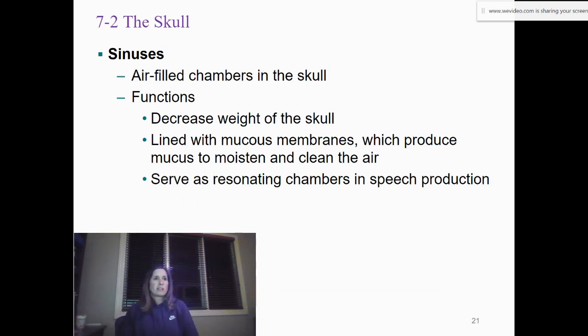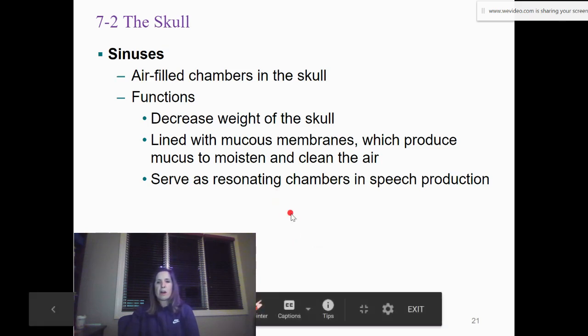All right, I do want to touch on your sinuses, and we'll get to the paranasal sinuses at the end here. But sinuses are air-filled chambers of the skull, and they decrease the weight of our skull, and they have mucous membranes that help moisten and clean our air. Sometimes if we're sick, they get clogged and we get all nasally, and that's what's happening. When you're sick, you sound stuffy, and sometimes that nasally sound is appealing to some people. So sometimes when people sing, I've heard singers say, I wait till I have a little bit of a cold to get a certain sound. So it is involved in speech production.